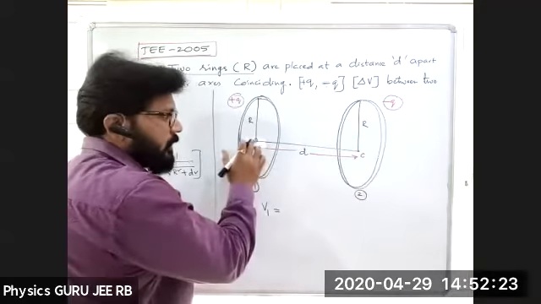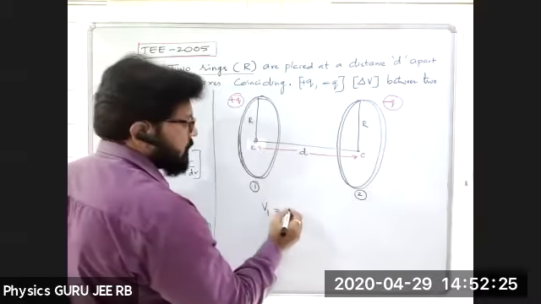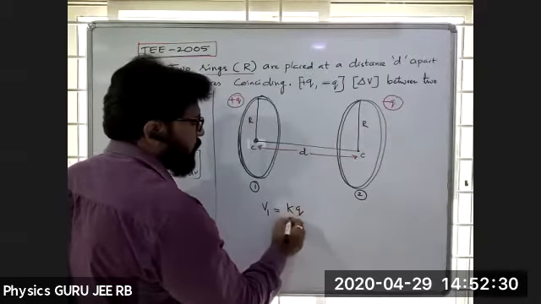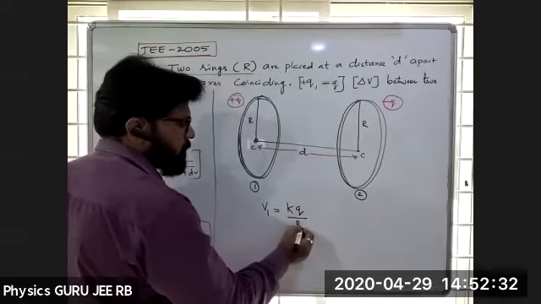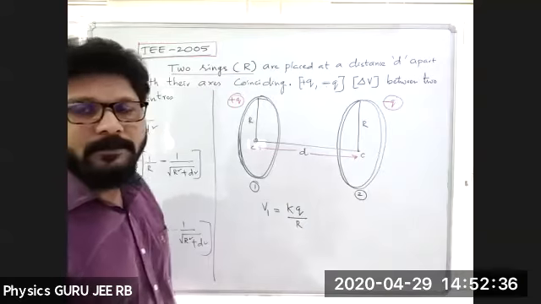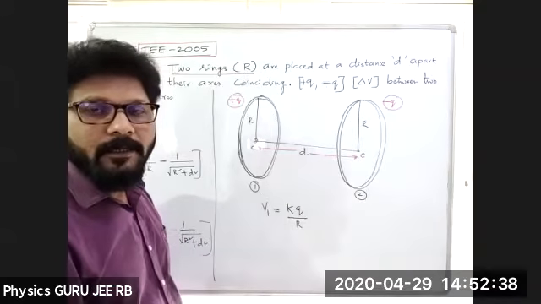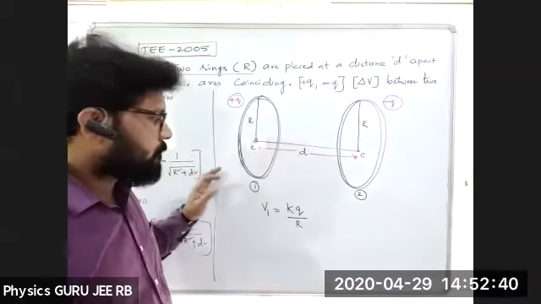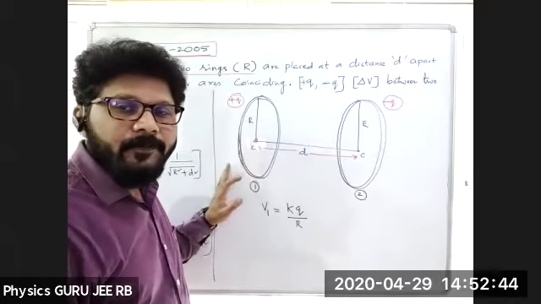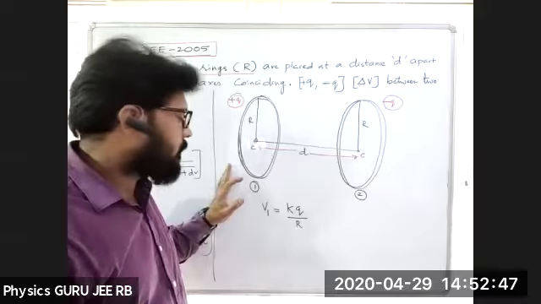So the potential at the center due to the first ring, I'll write, is KQ divided by R. Yes, KQ divided by R.